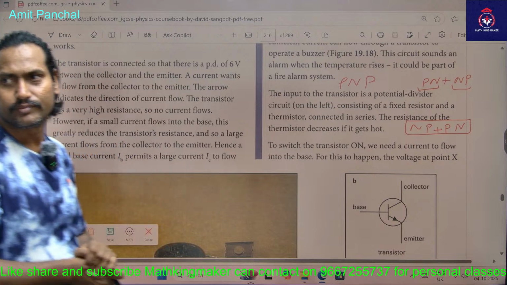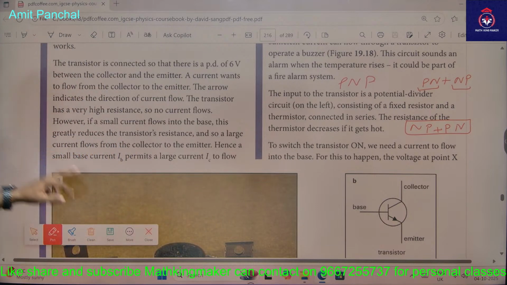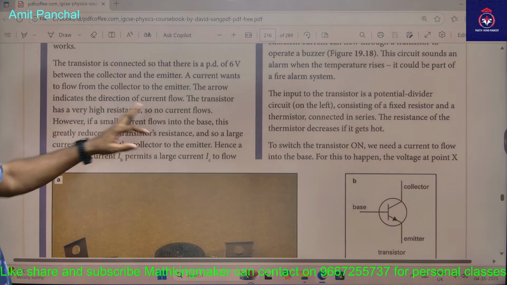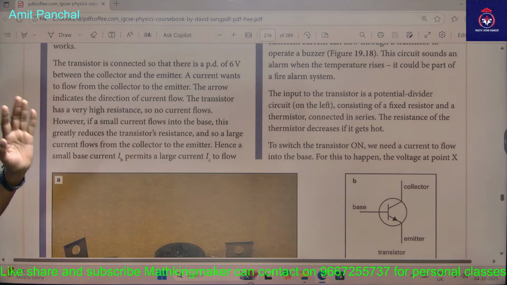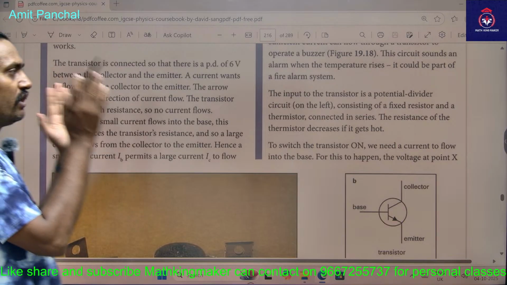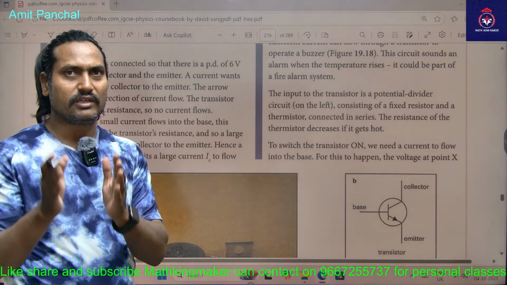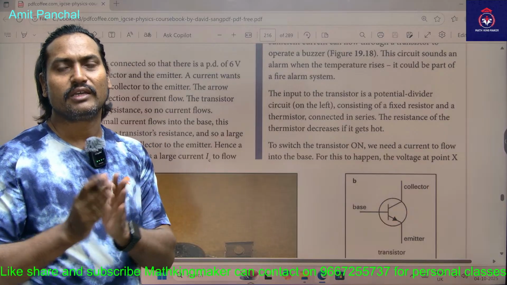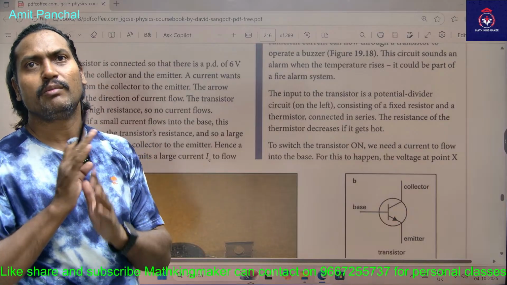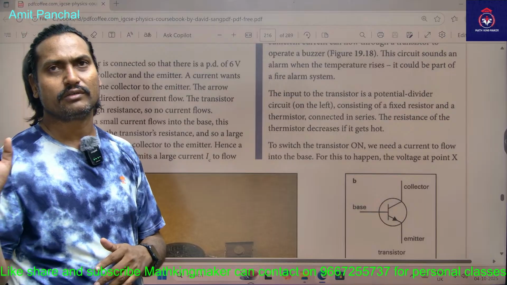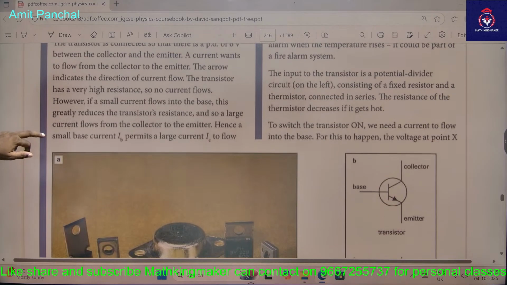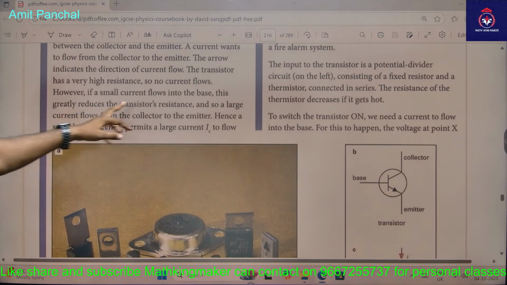So the transistor has a very high resistance, so no current flows. It has a very high resistance because one diode in the transistor is connected in reverse bias. Reverse bias has a very high resistance, so there will be no current flowing. But you can control that. No current flows, however, if a small current flows into the base, this greatly reduces the transistor's resistance.